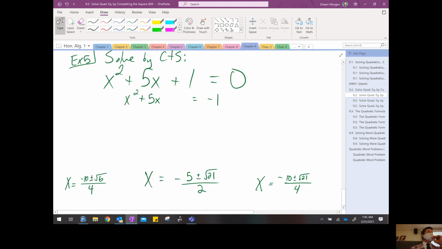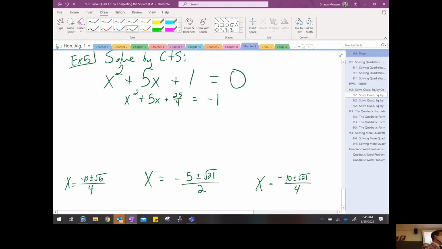5 halves. And when we square 5 halves, we get, did you say 10 fourths? Someone said 25 fourths. That's what I want to see, 25 fourths. Remember, when we square something, we're not doubling it, we're multiplying it by itself. All right, so 5 cut in half is 5 over 2. 5 over 2 times 5 over 2 is 25 over 4.